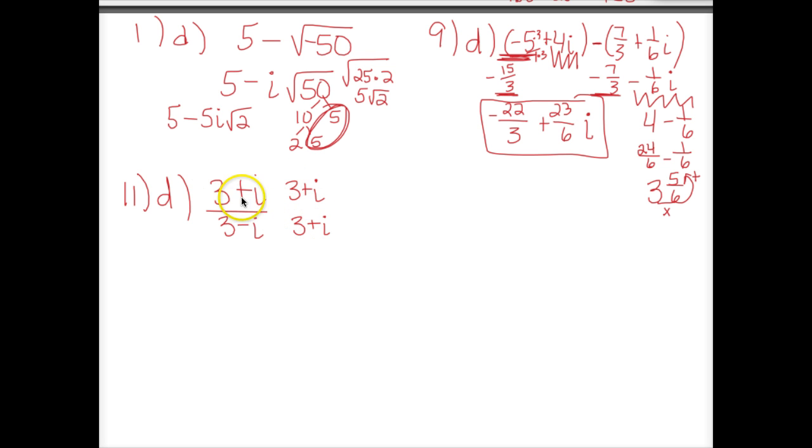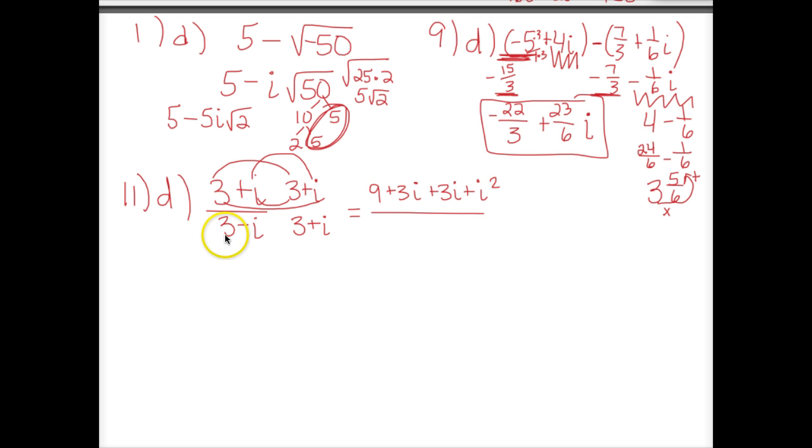Now I'm going to illustrate how to multiply them, which is by foiling. I need to do that on both the top and the bottom. So on the top, FOIL it. 3 times 3 is 9, that's my firsts. Outsides, 3 times i is 3i. Insides, i times 3 is also 3i. And lasts, i times i is i squared.